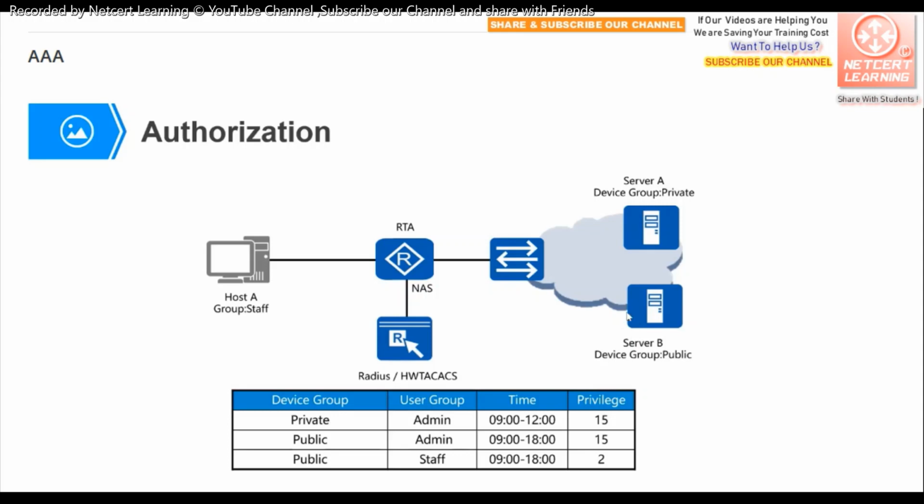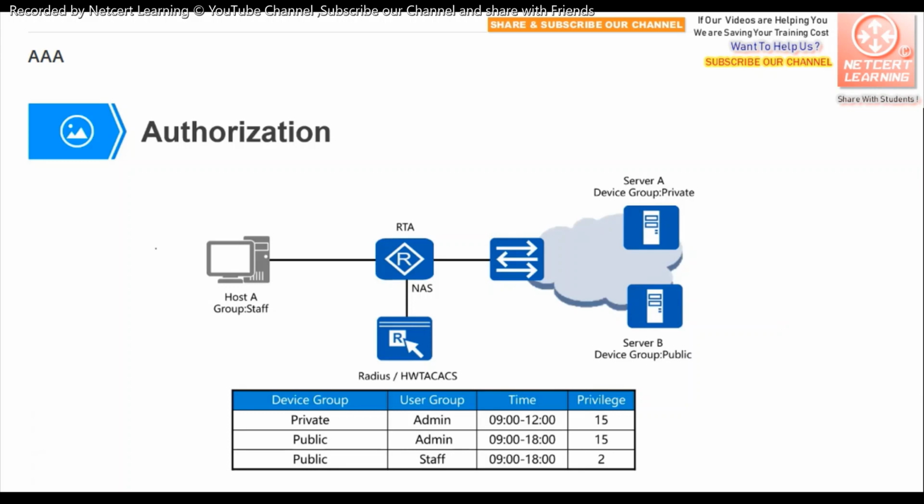So in this way, we can protect our network resources. Next is authorization. For authorization, we can configure some groups. For example, we have device group, private group, and public group. And we can configure different servers into different groups. So server A belongs to private group and server B belongs to public group.